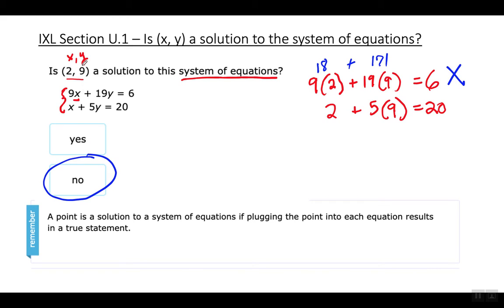This ordered pair is not a solution to this system of equations because when you substitute 2 and 9 for x and y, it does not make this statement true. A lot of these questions you could do just by looking at them, with mental math. There are going to be some that you have to work out because they have fractions. But a lot of them you could work out really fast just by looking at them. Let me explain that in Spanish before I go to the next example.